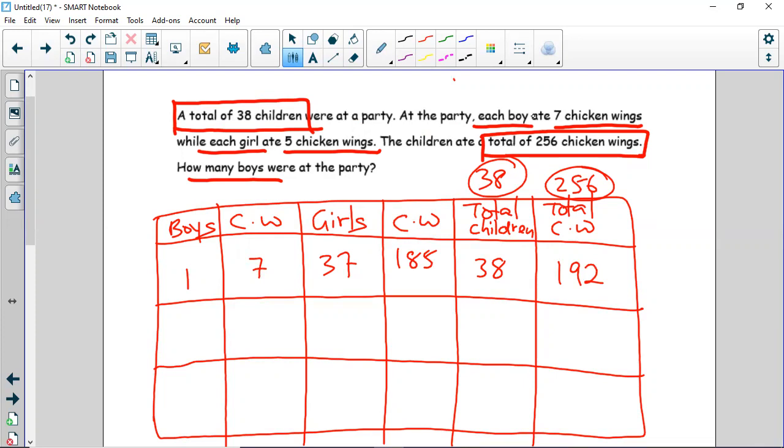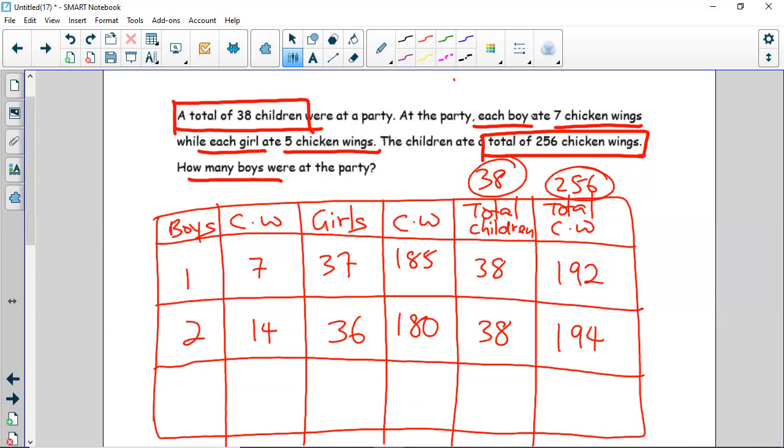Now the second row, you just put 2. So now you have 2 boys. And if there are 2 boys, then 38 children minus 2 boys gives you 36 girls. 2 boys, 2 times 7, is 14 chicken wings, and 36 girls will be 36 times 5, that will be 180 chicken wings. So what is the total number of chicken wings eaten? You take 180 plus 14, that will be 194 chicken wings eaten altogether. So the first two rows, of course, are wrong.